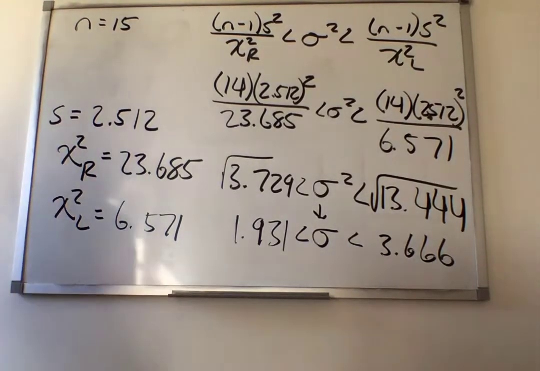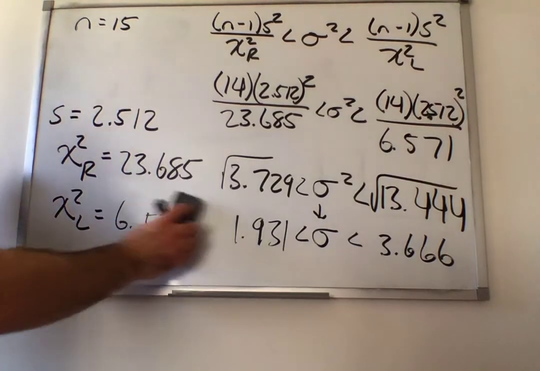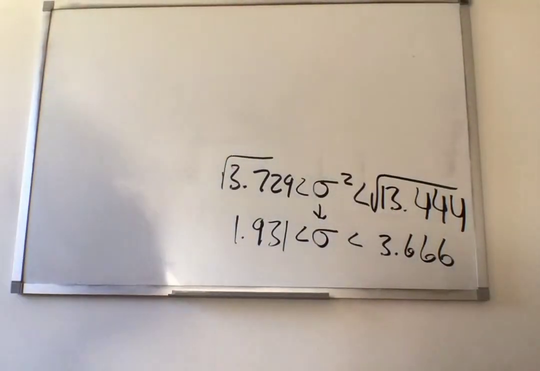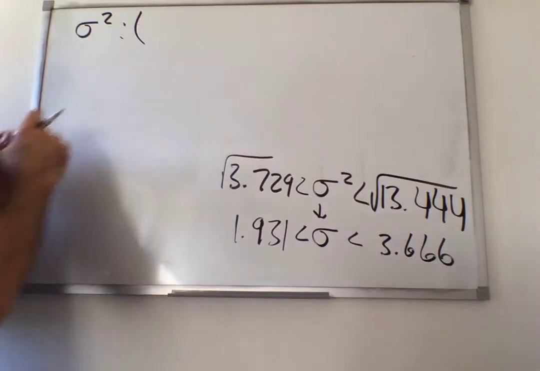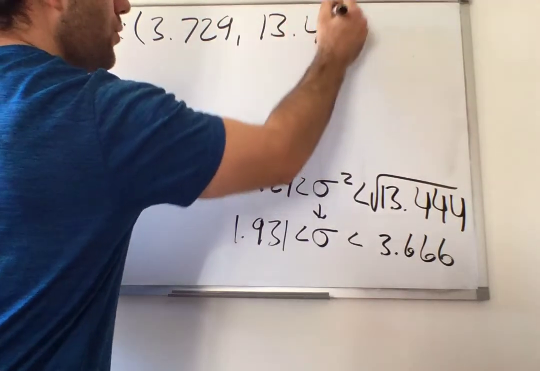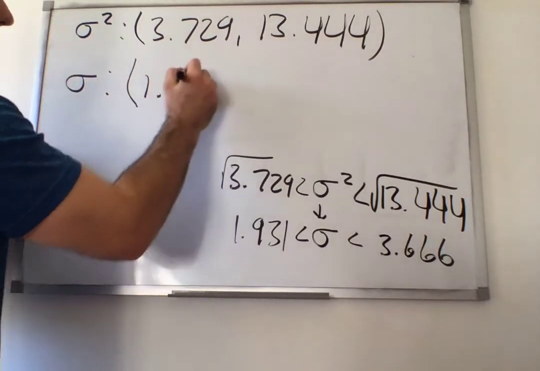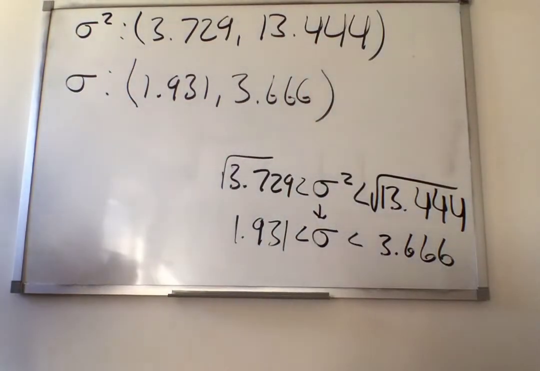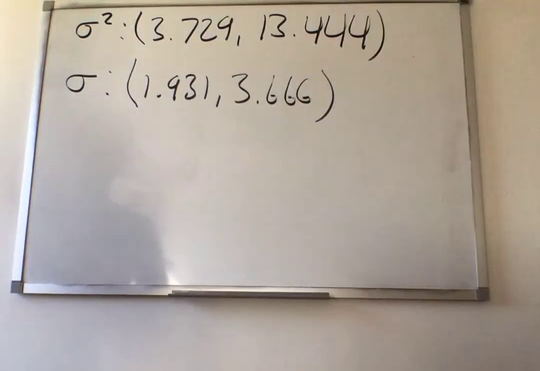So let's go ahead and recap what these confidence intervals are saying. So I'm going to write the answer. Here's our sigma squared confidence interval. It was from 3.729 to 13.444. And then our standard deviation, 1.931 to 3.666. Now, the problem only asks us to do the variance. We didn't have to find the standard deviation.